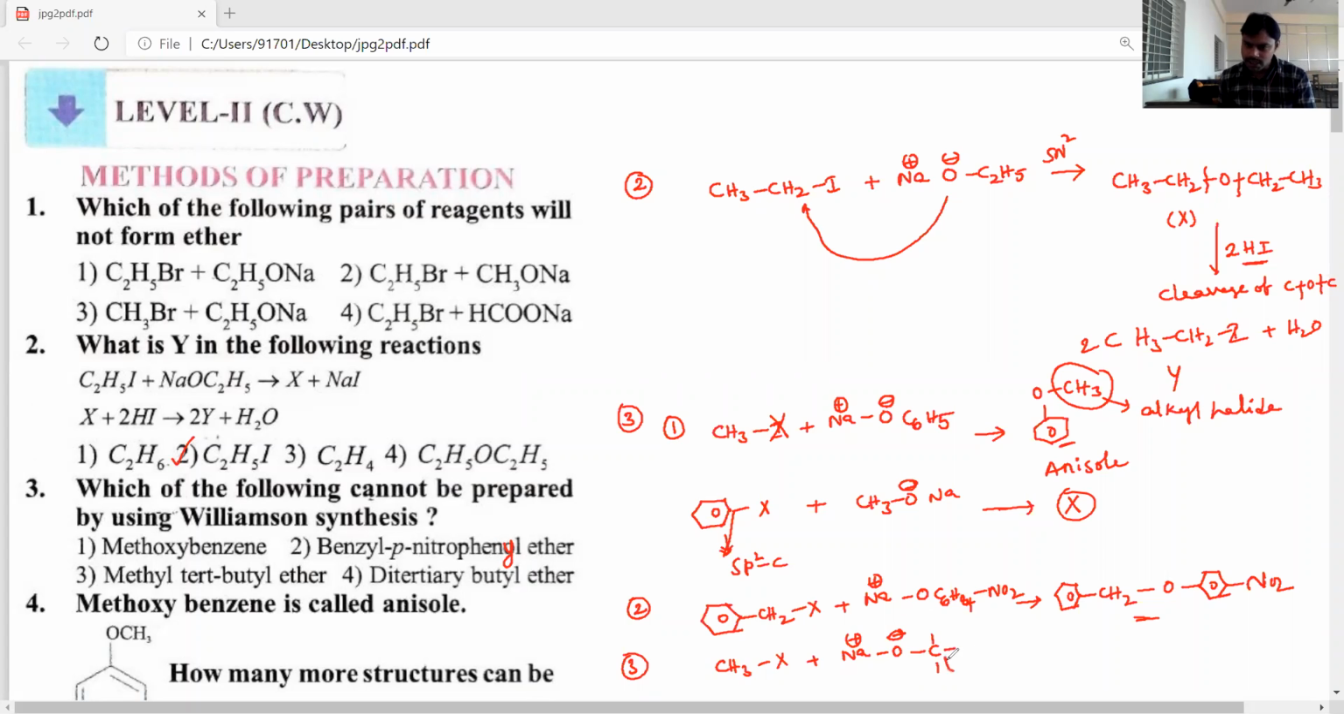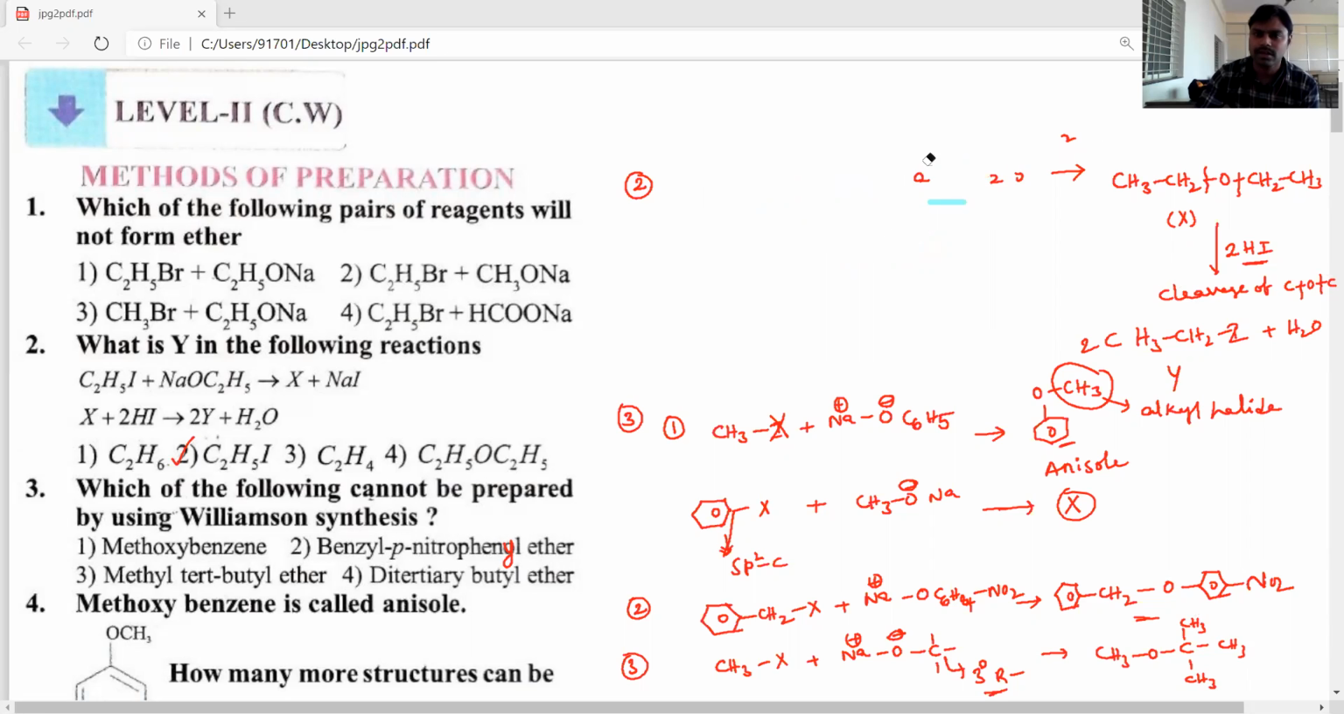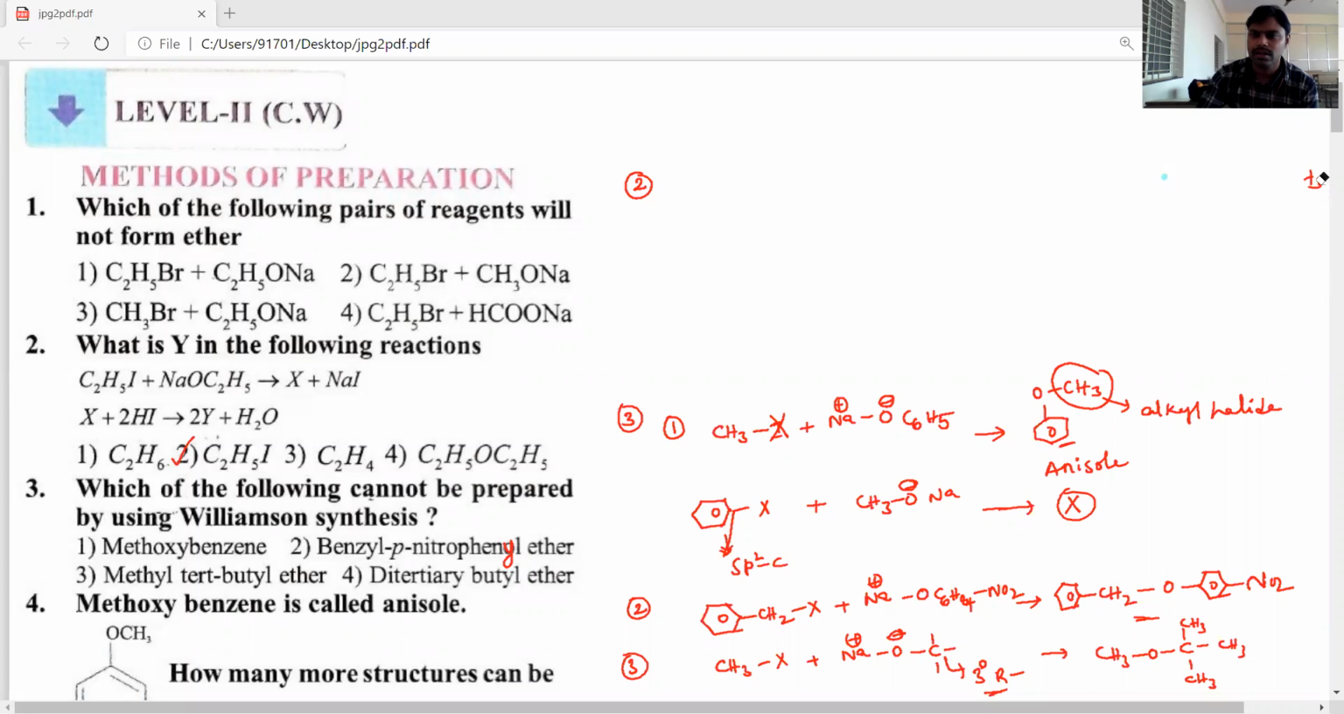So this is a tertiary alkyl group. That's why the corresponding ether, CH3O C tertiary, methyl tertiary butyl ether, is possible. That also we can synthesize from Williamson ether synthesis. But what about this reaction? The fourth one we cannot synthesize.